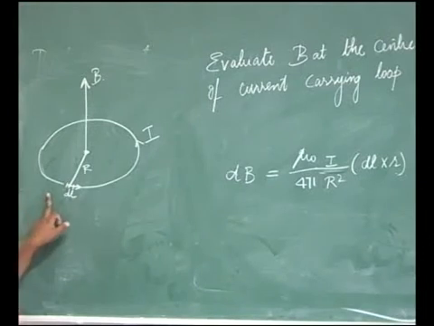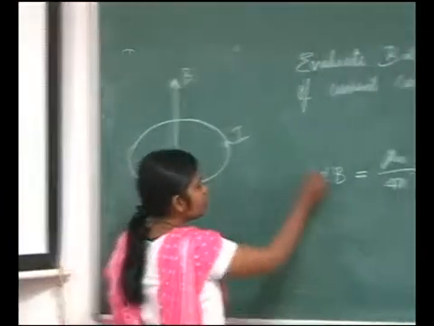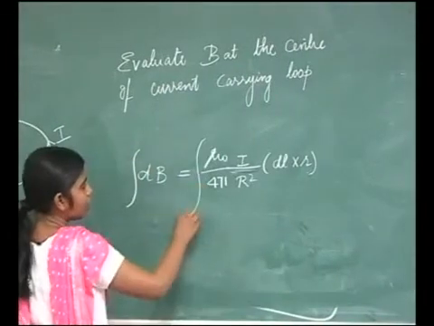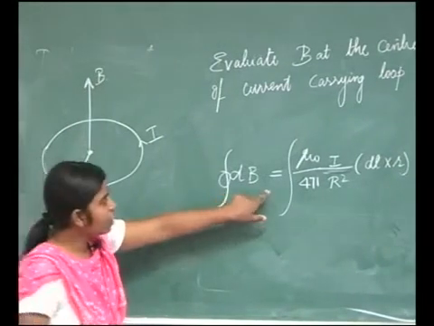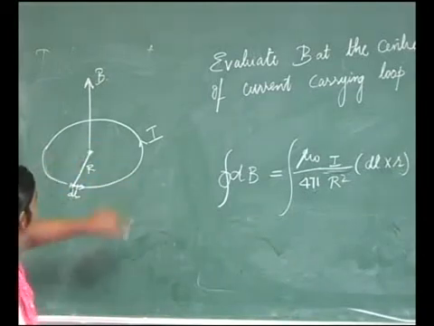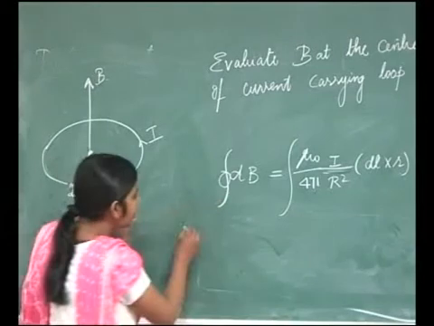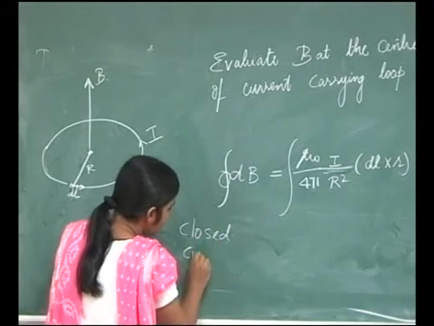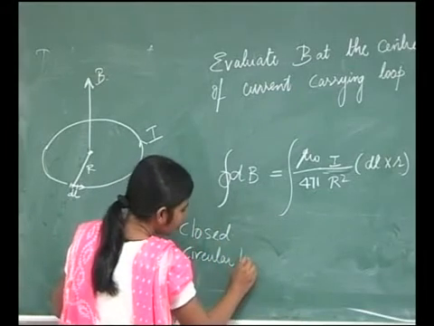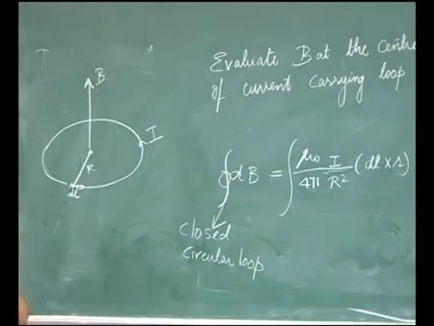Now I want to calculate the magnetic field due to the entire loop at the center. So it means the closed circular integral of dB will give me the magnetic field due to the entire loop at the center. I am integrating this over a closed loop. Let us be more specific: I have a circular loop, so this integral is over a closed circular loop.